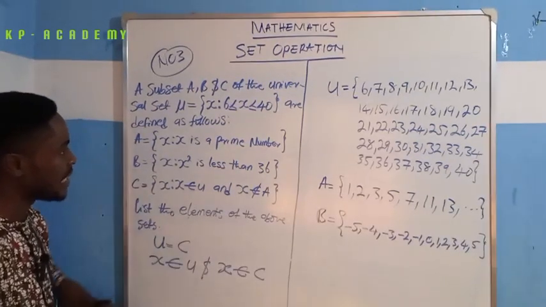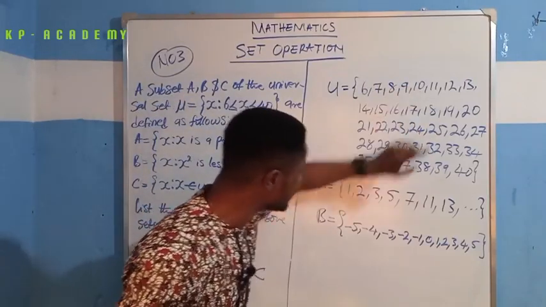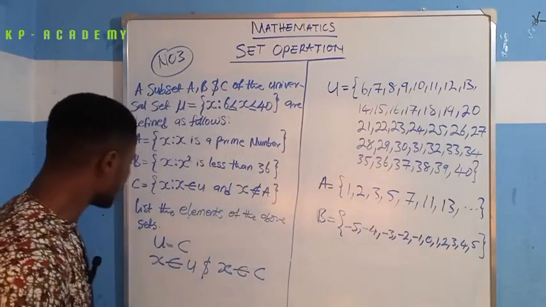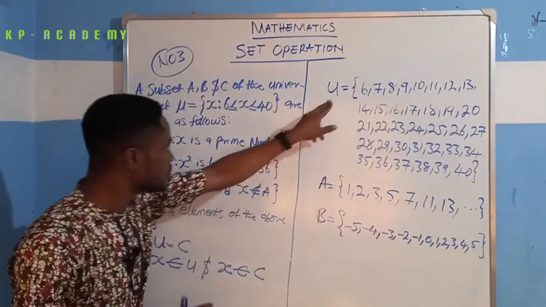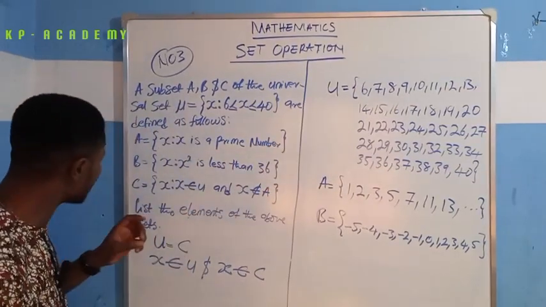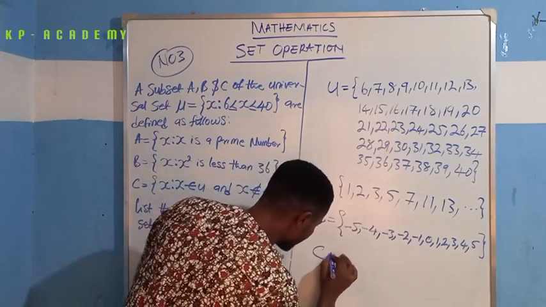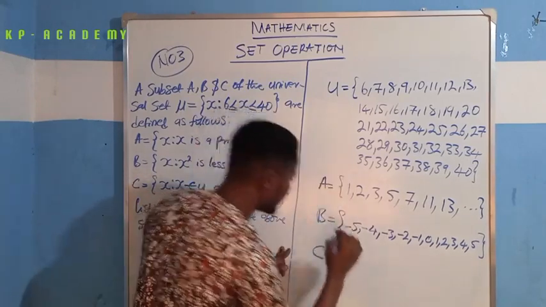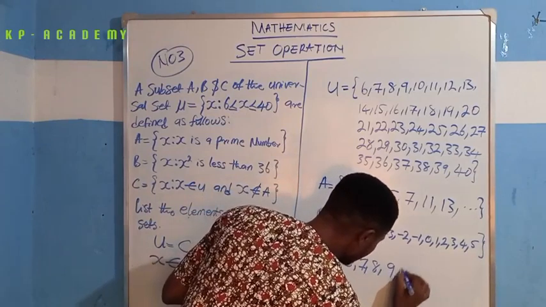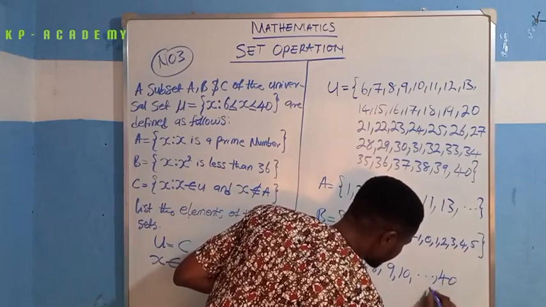And now, like we have seen initially, set U has these elements ranging from 6 serially down to 40. So it means that it is the same set. This set of numbers contained in set U is also contained in set C. Alright, therefore set C is actually this: 6, 7, 8, 9, 10, down to 40.